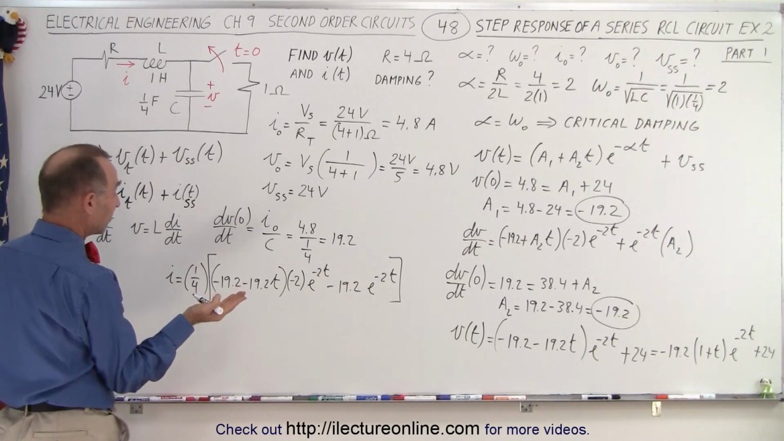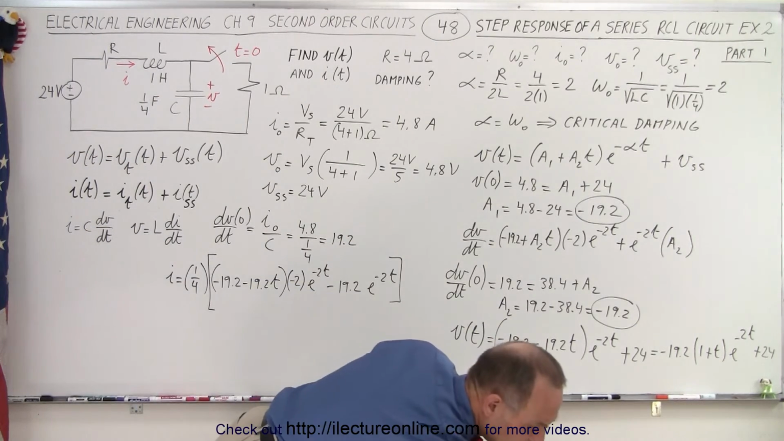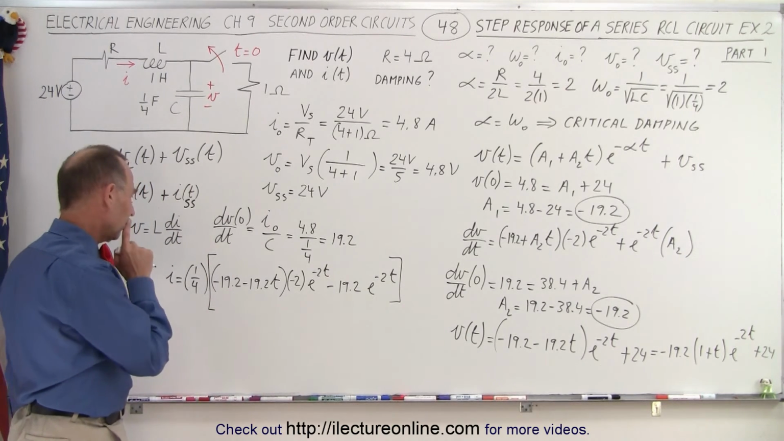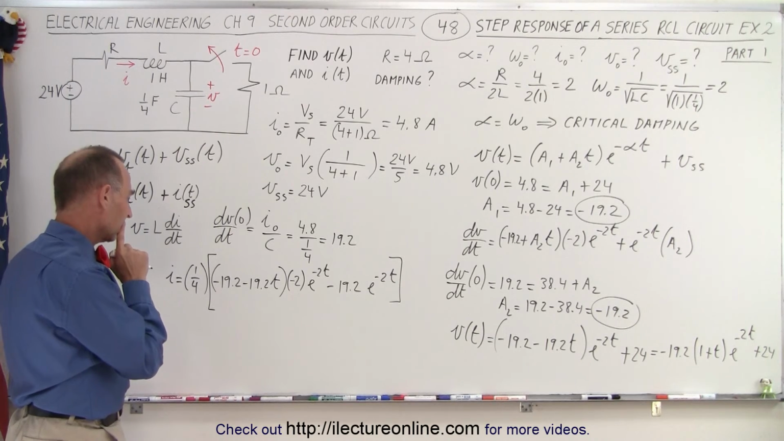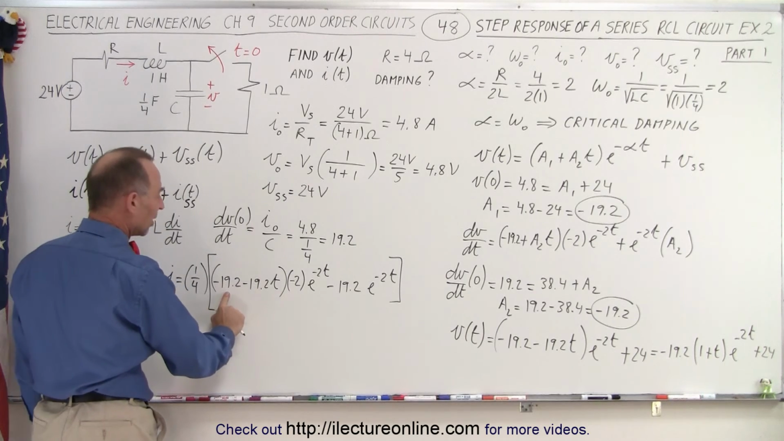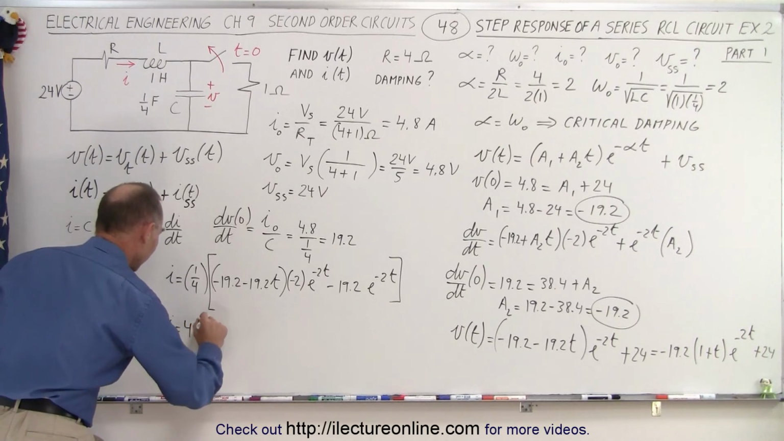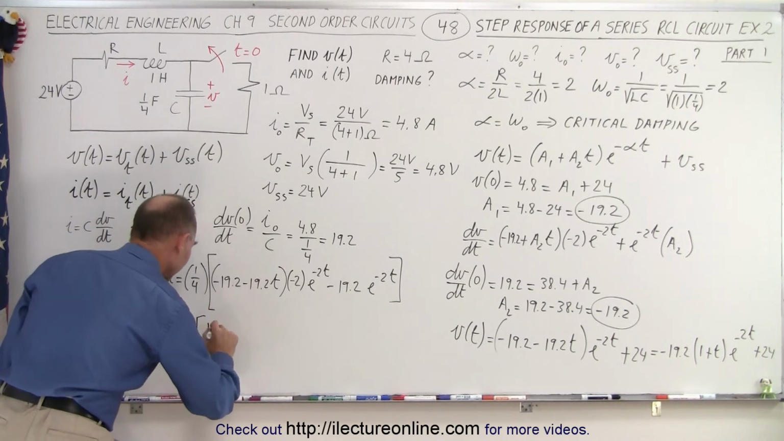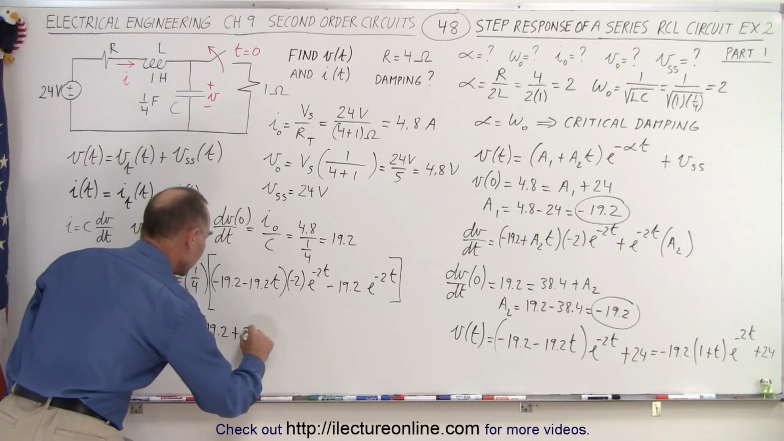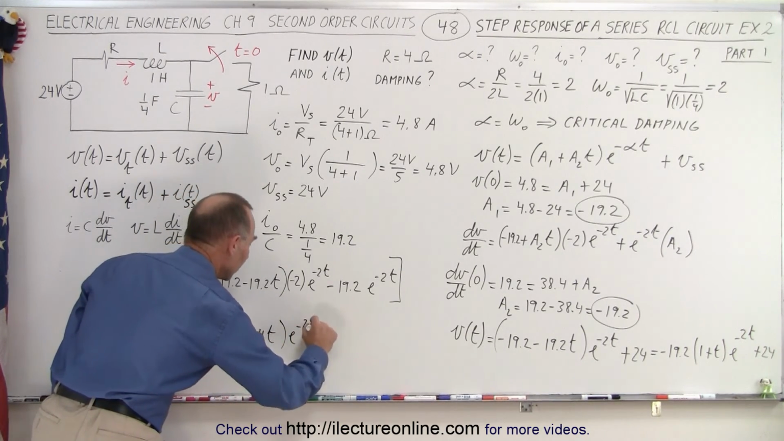So that's 3 times 19.2, that looks like 57.6 if I'm not mistaken. 19.2 times 3 equals 57.6. Let's see. Oh, wait a minute. This times a minus 2. Minus 2 times this is a plus 38.4 minus 19.2. So I equals, that's 19.2. And here we have a plus 38.4 t, all multiplied times e to the minus 2t.